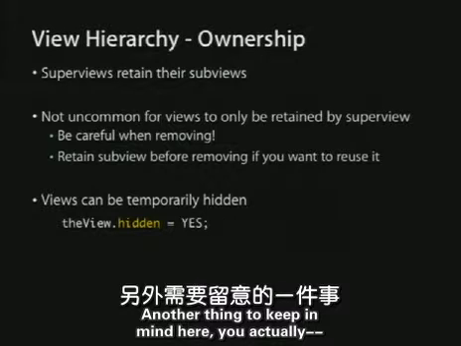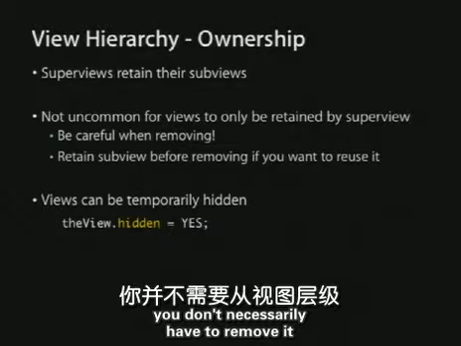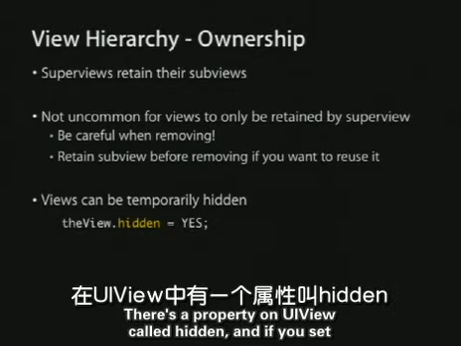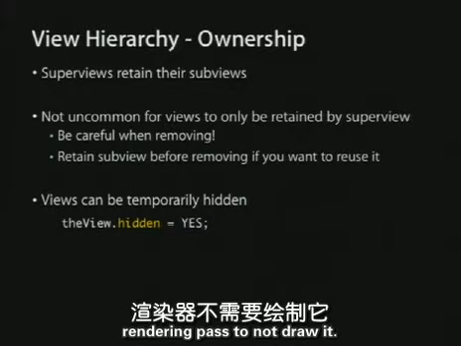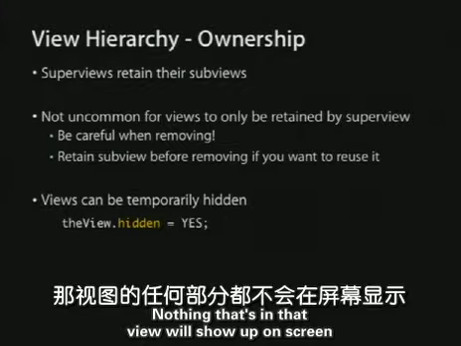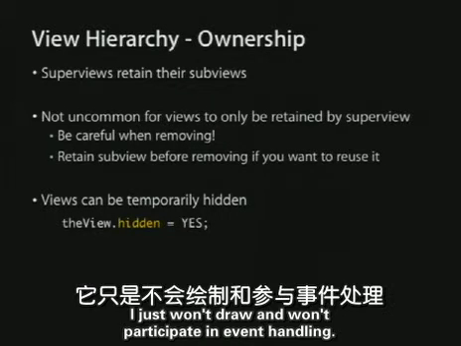Another thing to keep in mind here, if you want something to not be drawn on screen, you don't necessarily have to remove it from the view hierarchy. There's a property on UIView called hidden, and if you set that to YES, it just tells the rendering path to not draw it. Nothing that's in that view will show up on screen. So you can leave it in the view hierarchy. It can still be retained by its superview. It just won't draw and won't participate in event handling.